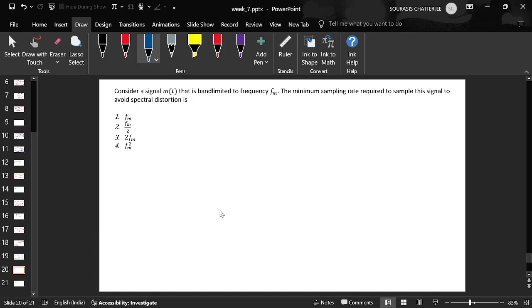Next, we consider a signal m(t) that is band limited to frequency fm, and the minimum sampling rate required to sample this signal to avoid spectral distortion is, again, a similar question only. The answer is 2 fm here. Sorry, I was marking both. It should be 2 fm.